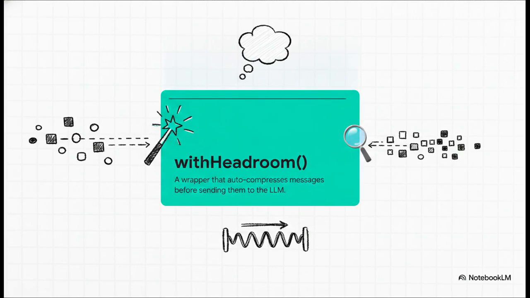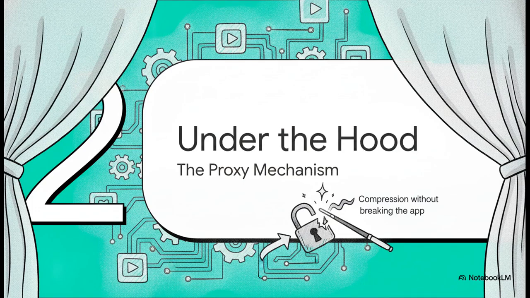Enter our hero for today's explainer, the withHeadroom wrapper. This is a single-line function that wraps right around your existing LLM client. Honestly, it acts almost like a magic trick. Before your messages even have a chance to reach the LLM provider, this wrapper intercepts them. It auto-compresses them, sleekly slashing your token count, all without changing how the rest of your application behaves. It's pretty wild. Which brings us to Section 2, under the hood, the proxy mechanism.